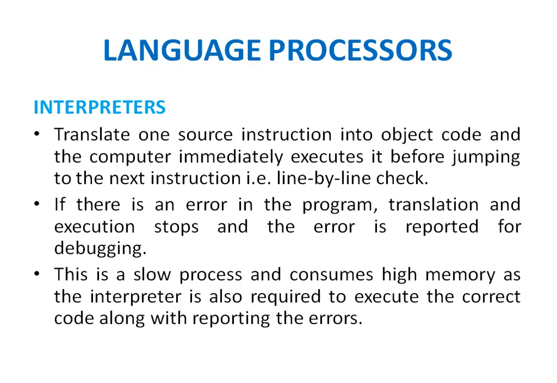So the interpreter has to do two tasks simultaneously. It has to check the instructions and convert them into object code, and also it has to check if the code is correct or not, and if it is incorrect or there is some mistake, it has to report the errors as well.